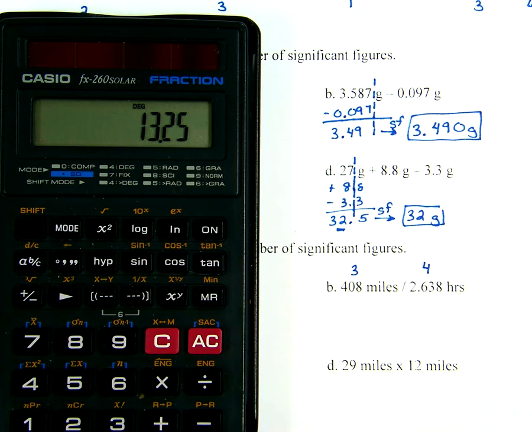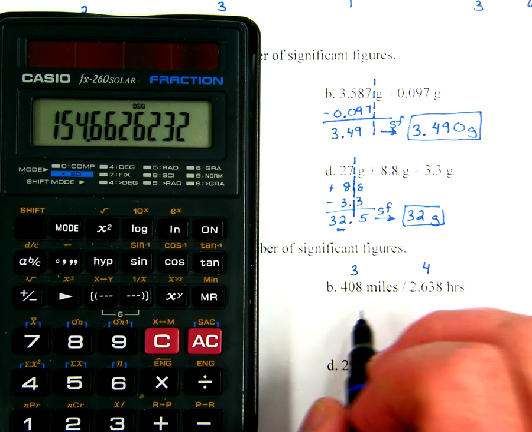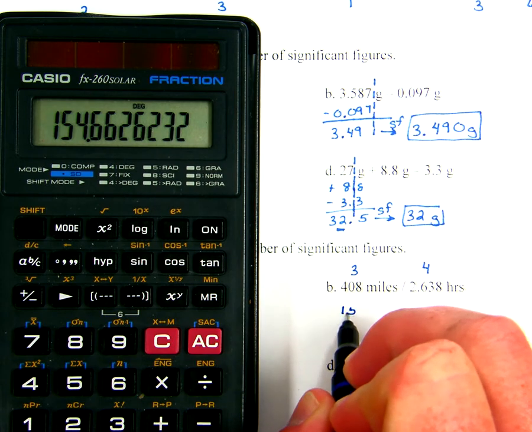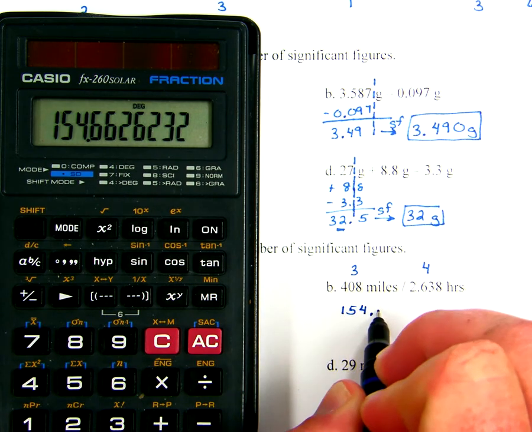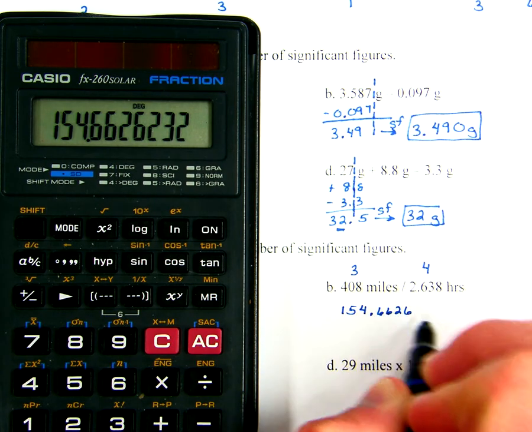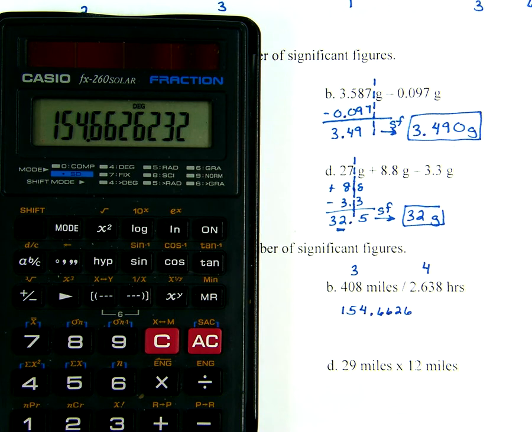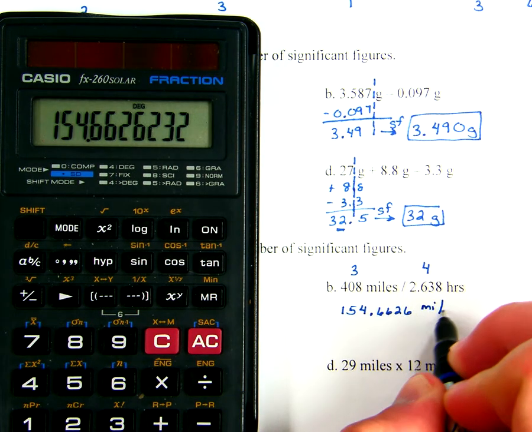Alright, just plug in my calculator here. 408 divided by 2.638. My calculator tells me 154.6626. And I don't need to write all the digits here because I know I'm going to round it anyway. And my units there would be miles per hour.